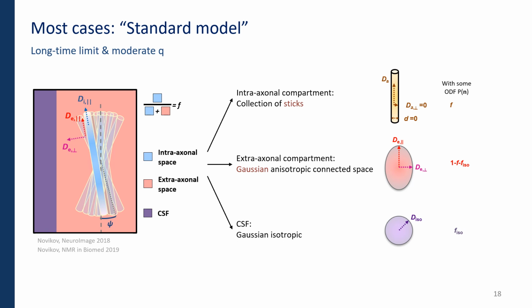Now, in most cases, so if you just acquire diffusion data on your regular clinical scanner, say to characterize a clinical population, most likely you will be in some kind of long time limit and work with moderate q value, in which case you have no sensitivity to axon diameters. So this intra-axonal compartment now is best modeled as a collection of sticks. So this diameter and diffusivity are set to 0, but everything else we keep, so the ODF and the intra-axonal diffusivity and so on. And in this regime, the extra-axonal compartment can be modeled as a Gaussian anisotropic connected space, so there is no longer diffusion time dependence, but everything else is the same.